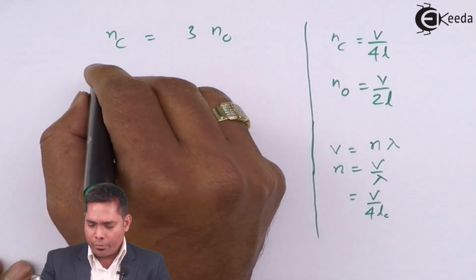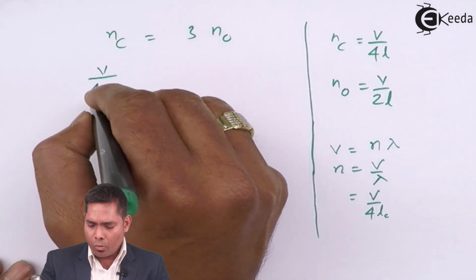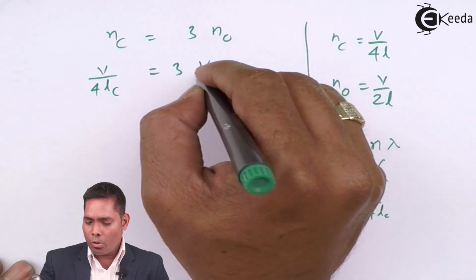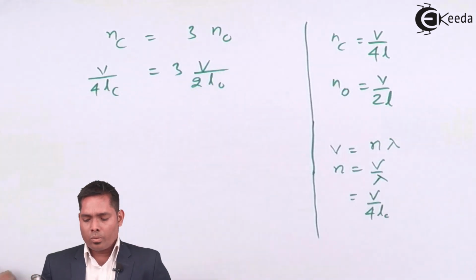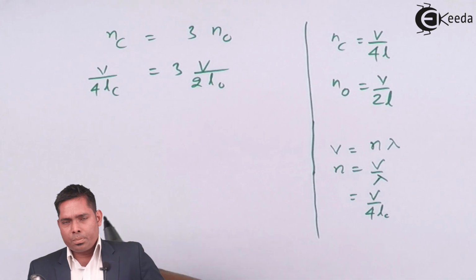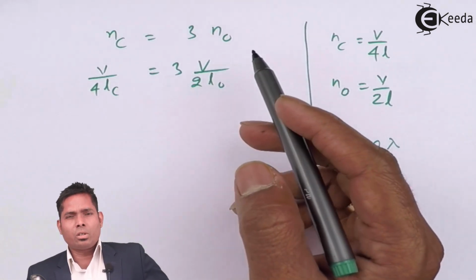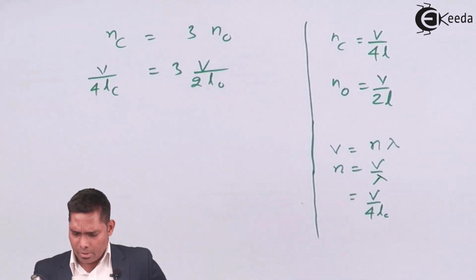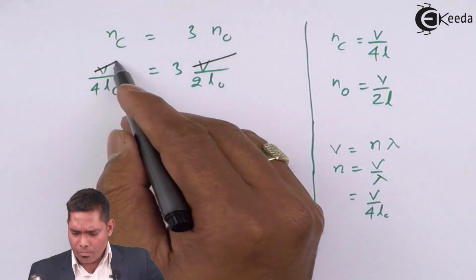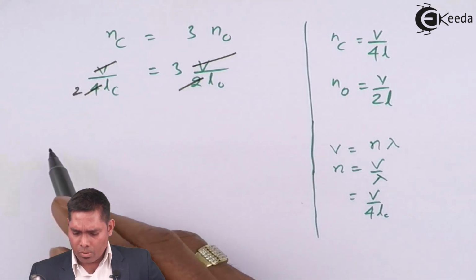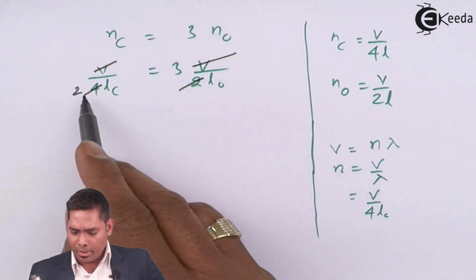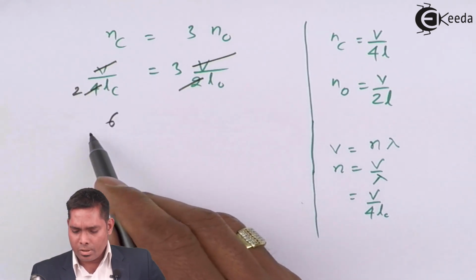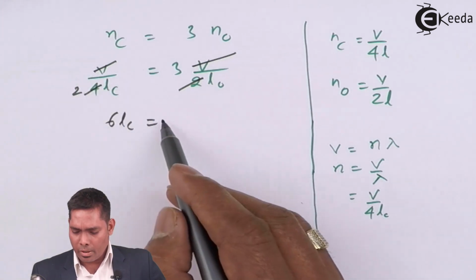Now if I substitute the value, V over 4LC, the length in closed tube, equals 3 times V over 2LO. The speed will remain the same. If we change the tube, the speed of sound will not change. So from here V will cancel out, this 2 and this 4 give you 2. If I cross multiply, then this is 3LC multiplied by 2, that is 6LC, and that becomes LO.